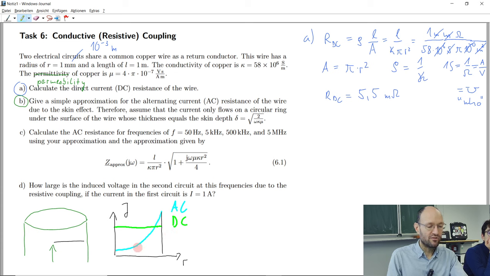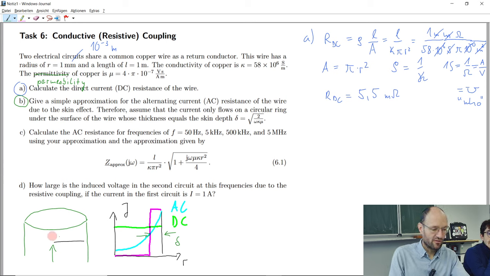And now it's quite difficult to calculate because we would need to somehow integrate over this exponential function, or we would say, okay, there's a small current density in the center and there's a higher current density on the outside. So the assumption that we do here in our task B is that we say, okay, there's really no current in the center. And then we have full current density, but constant current density on the outside, on the skin. And the thickness of this is our skin depth delta. That's the idea.